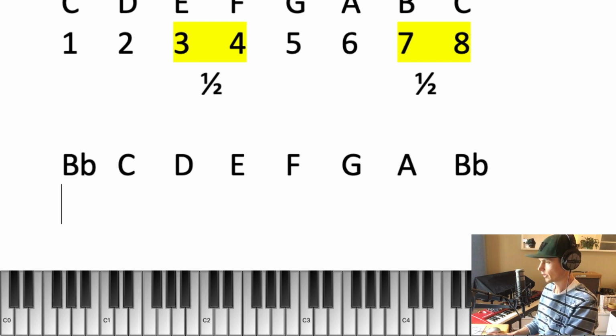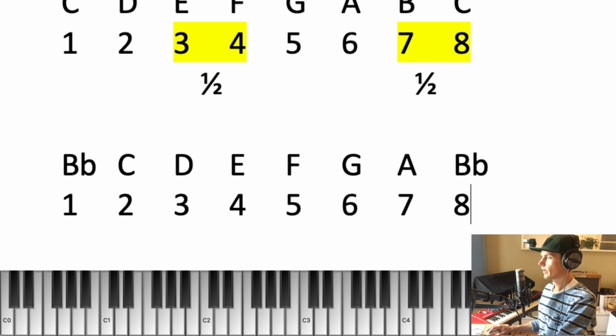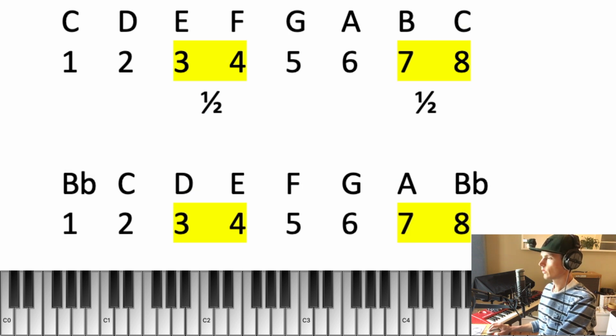Good. So our numbers. B flat is the 1, C is the 2, 3, 4, 5, 6, 7, and 8. So where's our half steps? Between 3 and 4, and also between 7 and 8. So now we know our half steps. We know that everything else has to be a whole step.